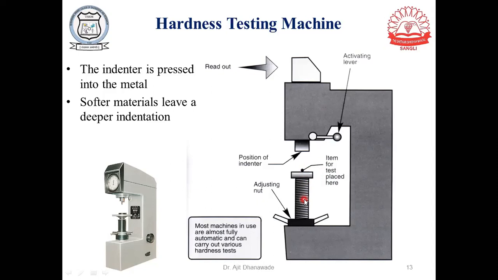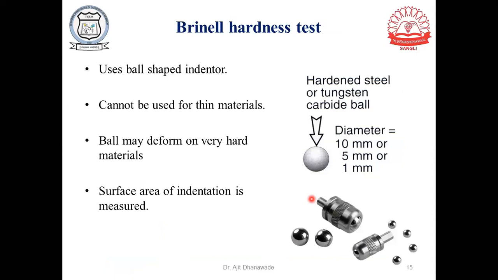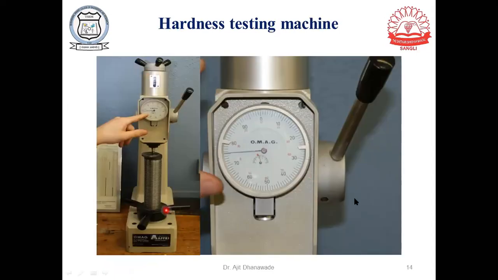Now, what is an indenter? That is what we'll discuss now. These are the actual pictures of hardness testing machines. You can see over here this kind of hardness testing machine we have in our lab. We don't know when we'll be able to conduct the practicals in the lab. At that time we'll discuss this also. This is how it looks.